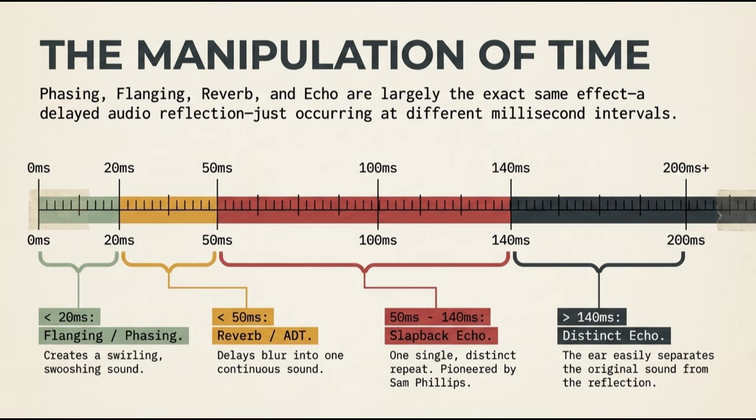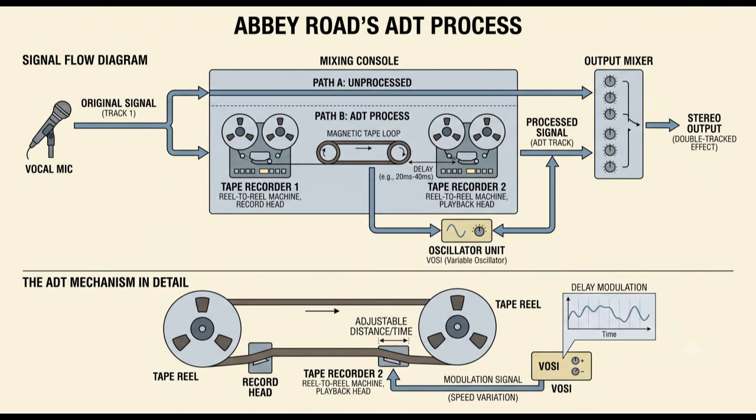So now what happens when we shorten the time between the original sound and the reflection to 50 milliseconds or less? At this point, it sounds like the vocals are doubled. This is similar to ADT, or automatic double tracking, an effect that was actually created at Abbey Road Studios specifically for the Beatles.